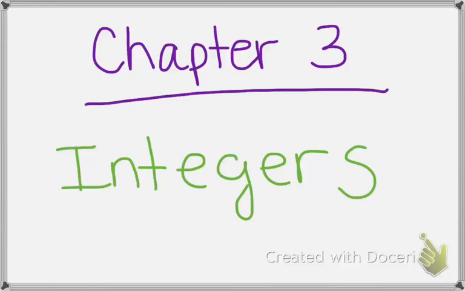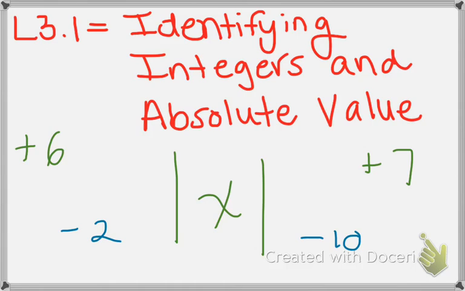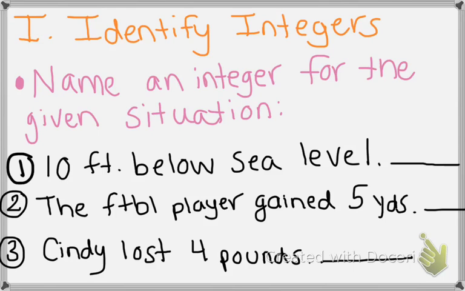Okay, this lesson is on Chapter 3, Integers. First thing that we're going to start off with is Lesson 3.1, Chapter 3, Lesson 1, which is Identifying Integers and Absolute Value. Okay, so first topic is identifying integers.